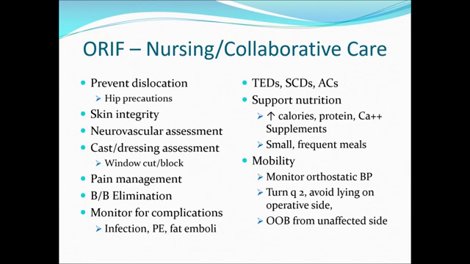So post ORIF, if we're talking about a hip, we want to prevent dislocation. So the same hip precautions we talked about with the hip arthroplasty: not bending over 90 degrees, not bending over to put their shoes and socks on, not crossing their limb past the midline, not internally rotating. Those are all things we want to do for a patient with an ORIF. We want to watch skin integrity, not only at the incision site, but also at areas where they would be prone for skin breakdown because their mobility is going to be limited.